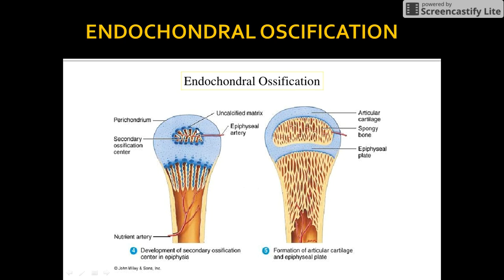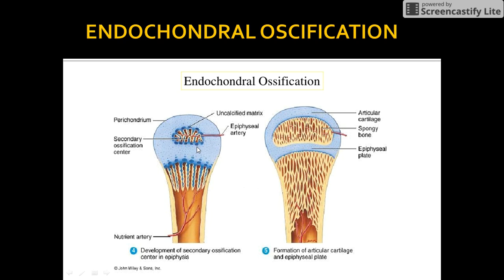So this is the structure of a long bone. This is the metaphysis. This is the physis. Physis is the growth plate, where the growth of the bone in length is occurring. So the length of the bone is increasing because of growth at the growth plate. And this is the metaphysis and this is the diaphysis.